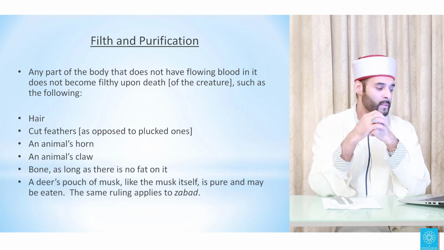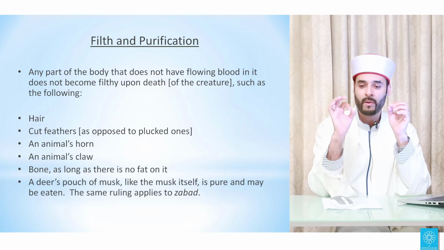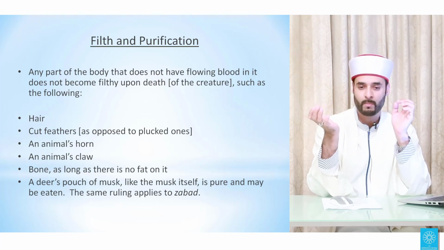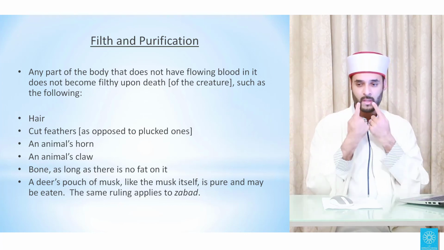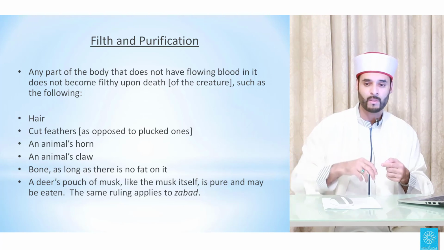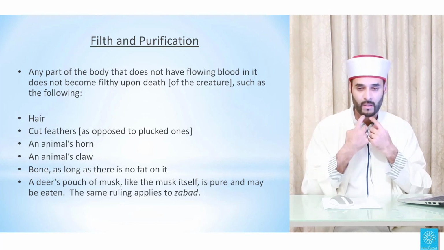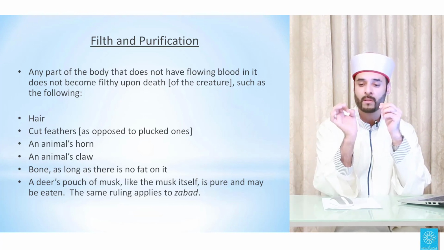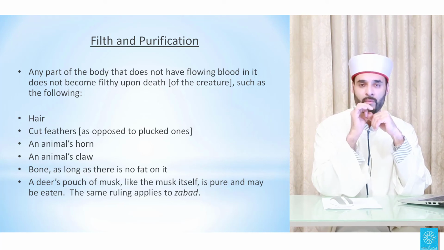A deer pouch of musk, the musk itself, is pure and may be eaten. The same ruling applies to zabad. So musk deer are very rare deer in the mountains of Kashmir and China, and they're distinctive because they have these 2 teeth that come out below, and they use that to forage amongst the ground. It's like 2 fangs actually, and they have this deer gland, something very, very valuable and very precious. That in fact is halal.